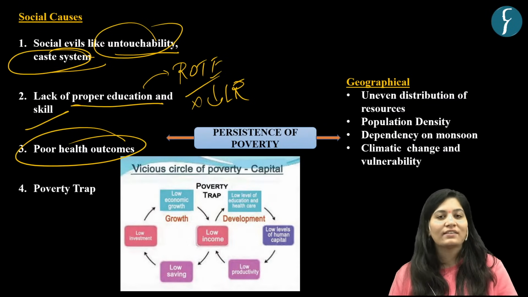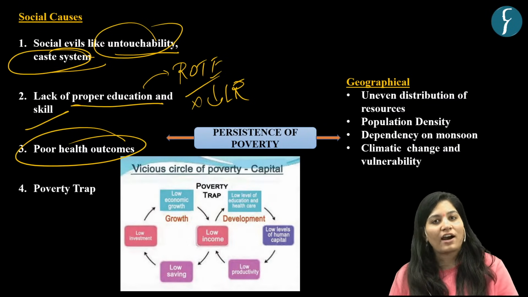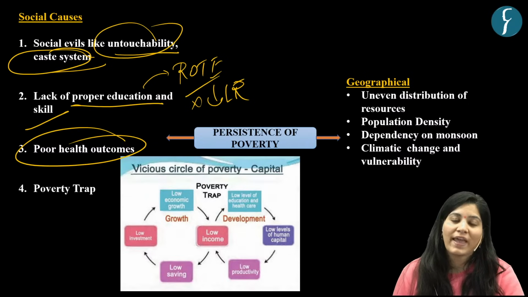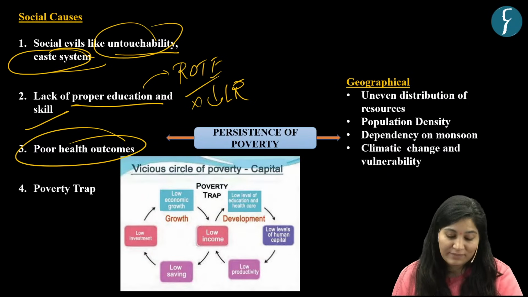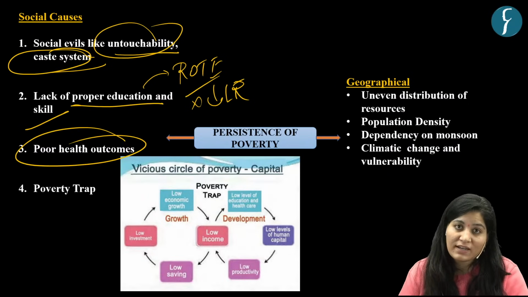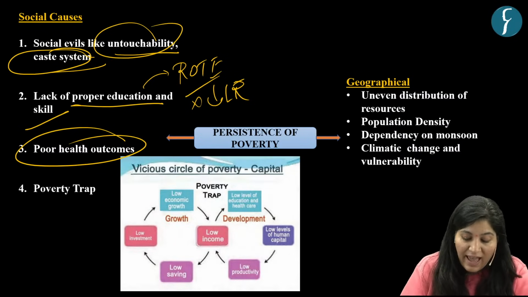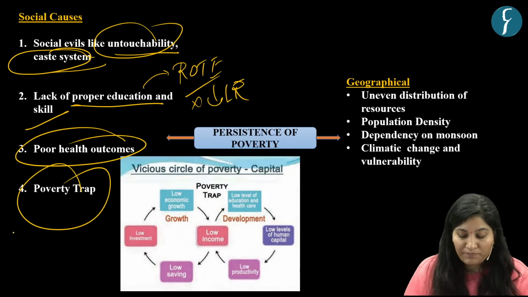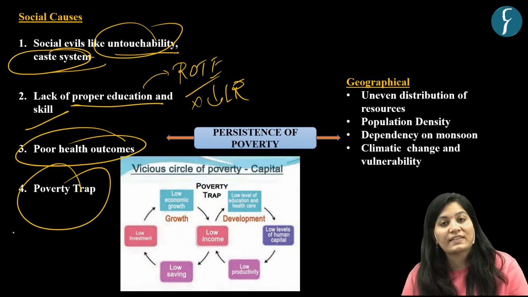And they are wasting their hard-earned money on healthcare. And this is all happening because of low expenditure on health. The government needs to work on that. And all these factors reflect the poverty trap. This is a vicious cycle of poverty.